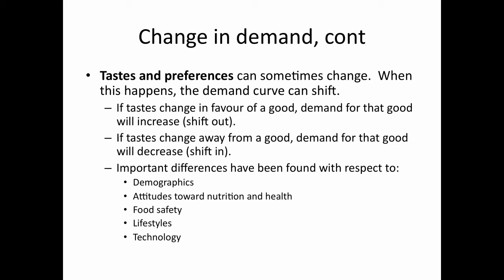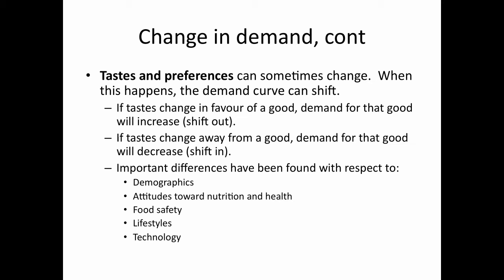If tastes change in favor of a good, demand for that good will increase. That is to say, it will shift up, or some people might want to say it shifts out to the right. And so we've got an increase in demand. If tastes change away from a good, people will stop consuming as much of it, and the demand for that good will decrease. It will shift in or shift down.